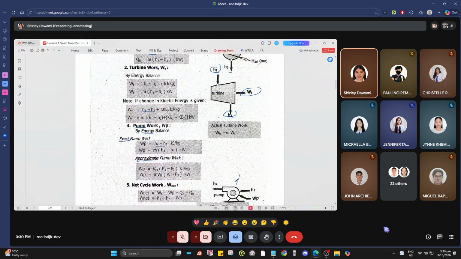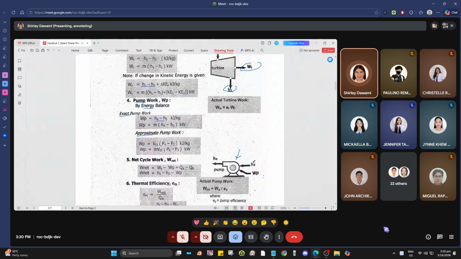So kani siya. Okay? So H3 kay gikan man ni siya sa condenser. Okay, gikan na siya sa H2. So H3, H4. Okay, so H4 minus H3. For the approximate pump work in terms of pressure, that is volume times the pressure at point 4 minus pressure at point 3. Or kung na ay mass, multiplied by mass.